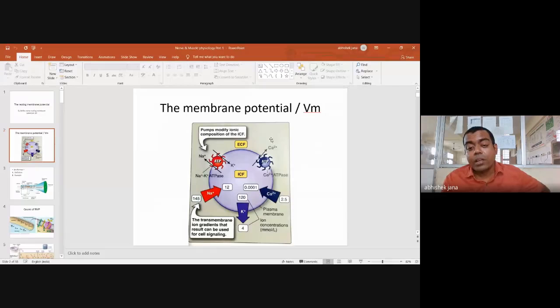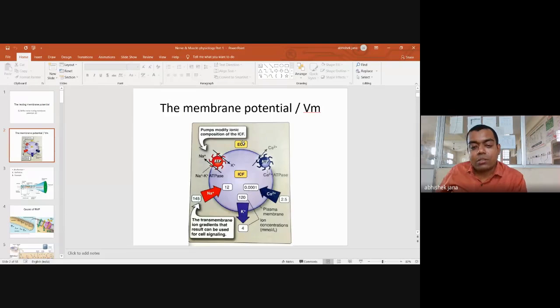And because of that only, if you place one electrode inside of the cell membrane and another electrode outside of the cell membrane, and you record the difference of this potential, that is called the membrane potential. You can see over here, this can be represented as Vm, capital V, small m. It can also be recorded as Vm.